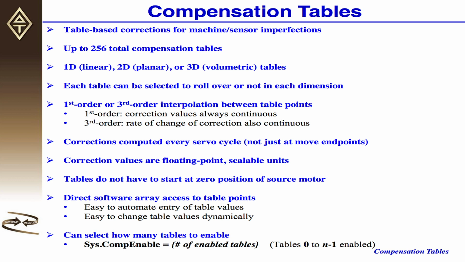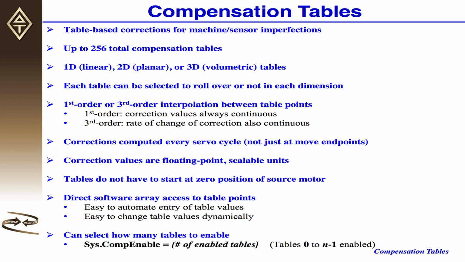Direct software array access to the table points. So now you can manage the table points dynamically if you so desired. You could have software running, for example, in a PLC or even a C program that dynamically changes your table contents, let's say based on temperature. And you can now select how many tables you want to enable, as opposed to Turbo PMAC, where you would basically enable or disable all the tables at once.